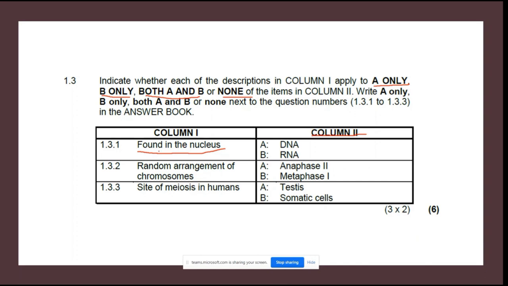In column one, they tell me found in the nucleus. Now we look at the items. Is DNA found in the nucleus? Yes, it is. So I would put a tick. Is RNA found in the nucleus? Yes, some of it is there. So both items match the statement. So what is my obvious answer going to be? Both A and B.